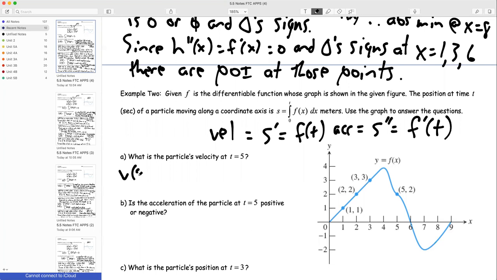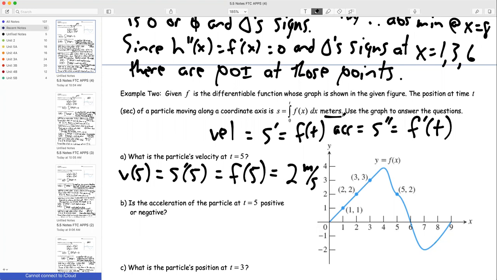So I want v of 5, which is equal to s prime of 5, which is equal to f of 5, which is equal to what? S prime of 5 is equal to f of 5, which, look at the graph, is 2. What are my units? Meters per second. It's a velocity, meters and seconds.